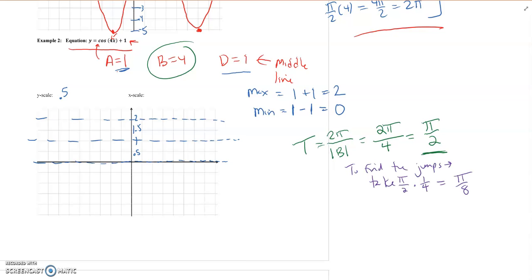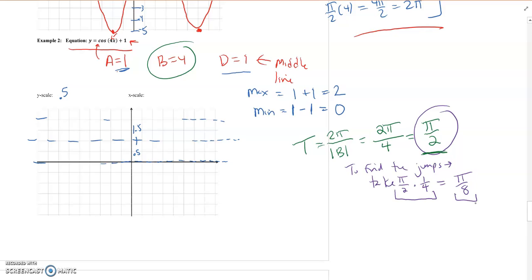To figure out our jumps, we need to take our period, in this case pi over 2, and multiply it by 1/4. Now we could divide it by 4, but since it's a fraction, it's much more efficient to multiply it by 1/4. So when we take pi over 2 and multiply it by 1/4, we discover that our jumps are each pi over 8.